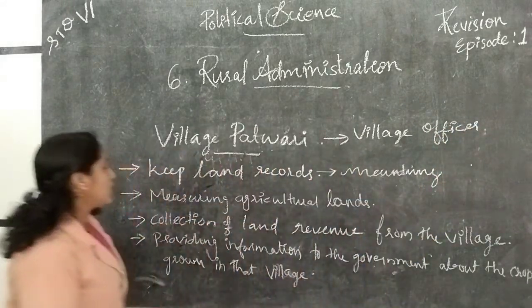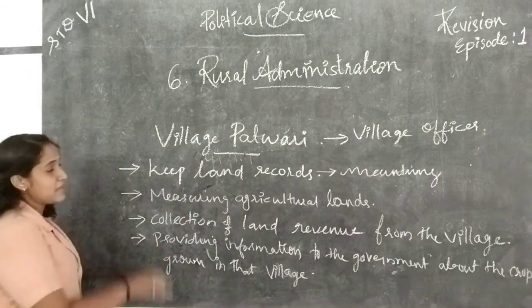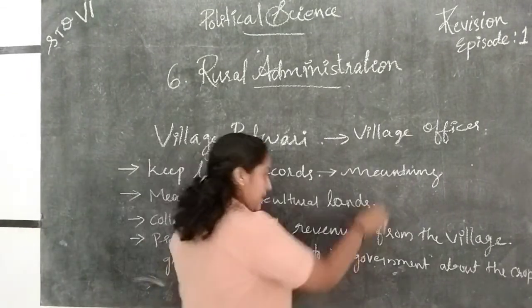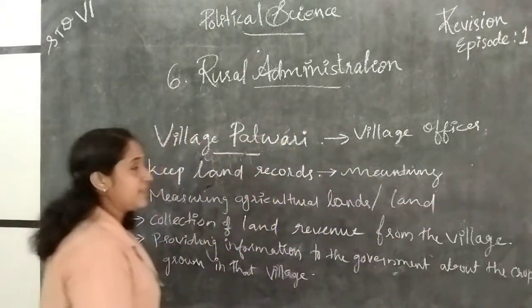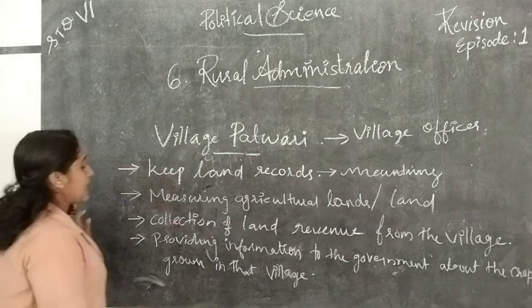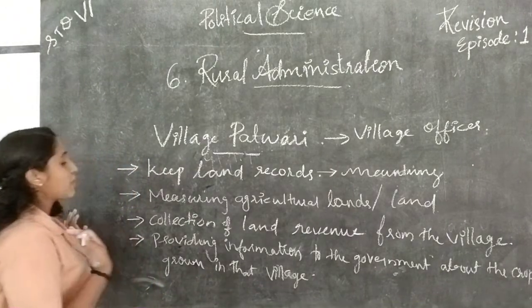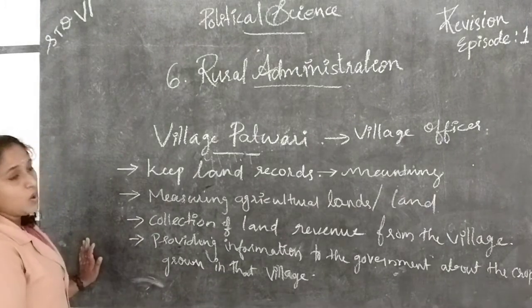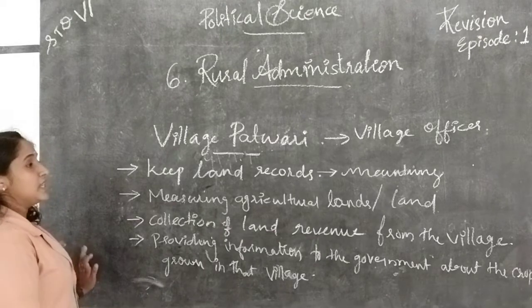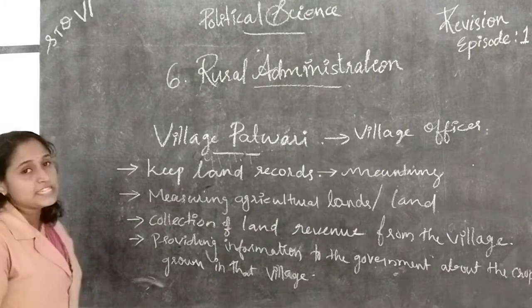Village officer. So what are the duties? Keeping land records, maintaining these land records, measuring agricultural land and the kinds of lands, measuring the village of Patwaris, and collection of land revenue from the village, and providing information to the government about the crops grown in that particular village. These are the main works of village Patwaris. Clear?